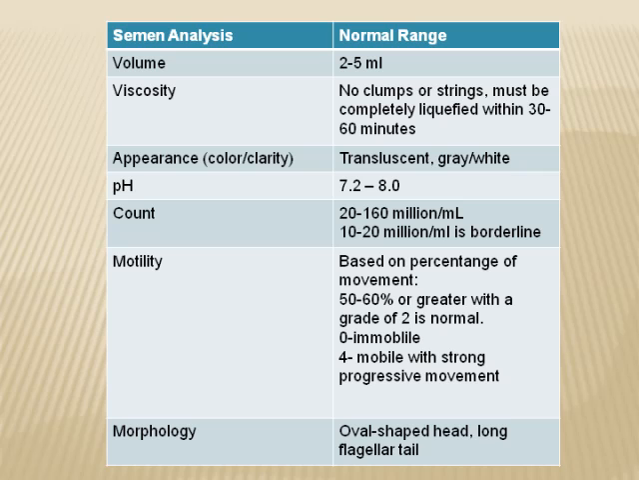What we do for a semen analysis is going to depend on the type of sample you get. This table here is mostly for fertility samples. You're going to measure the volume, how much semen the person collected. The normal range is 2 to 5 milliliters. You're also going to note and record the viscosity of the sample, and there is a policy or procedure for this. You don't want to see any clumping or strings.